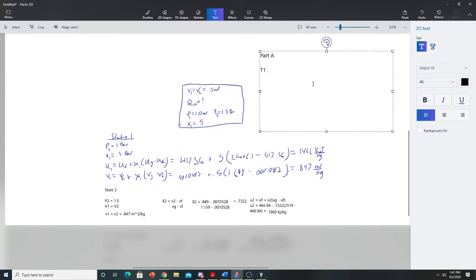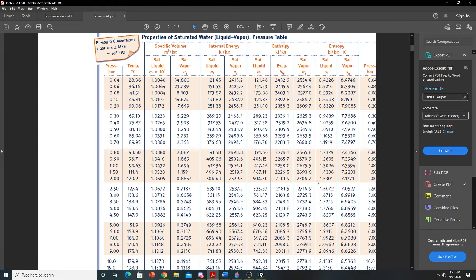So T1 and T2. Does anybody want to take a shot at what this is? We went over this last time, by the way. This was the trick at the very end of the class. So what is the temperature at state 1 and state 2? At state 1, we were a saturated mix, right? At 1 bar.